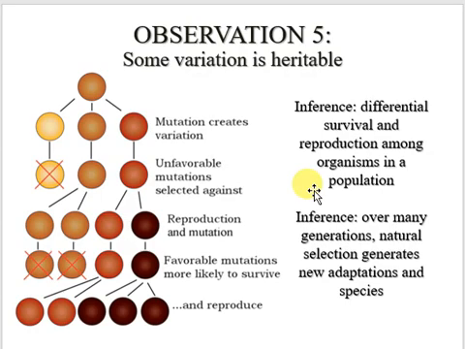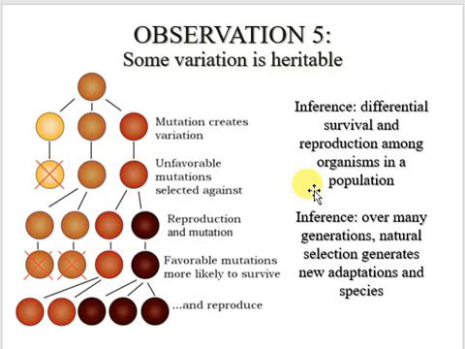The fifth and final observation deals with inheritance. So some variation is heritable, right? Variations are inherited from parents. Certain variations or adaptations can increase an individual's chances of surviving and reproducing, and those variants that are better suited, the best fit, survive and leave more offspring.